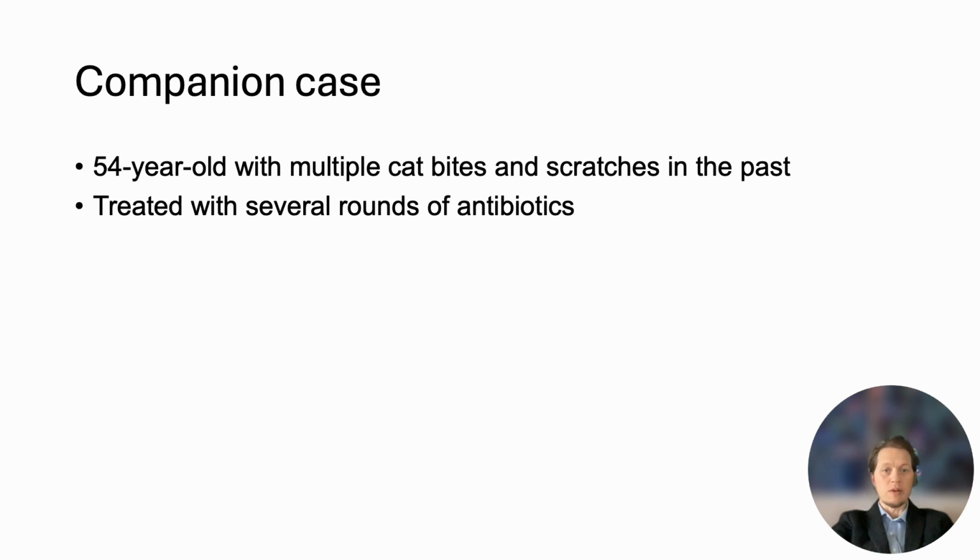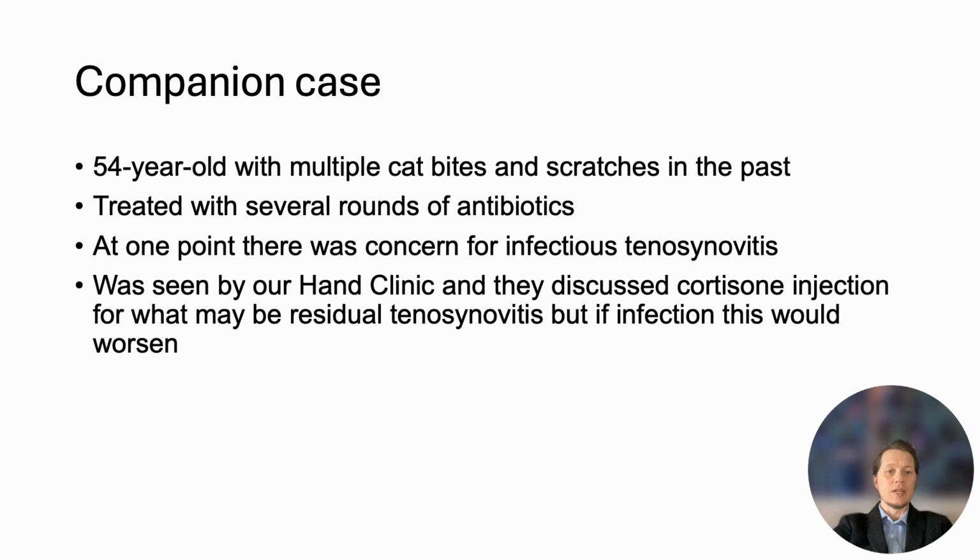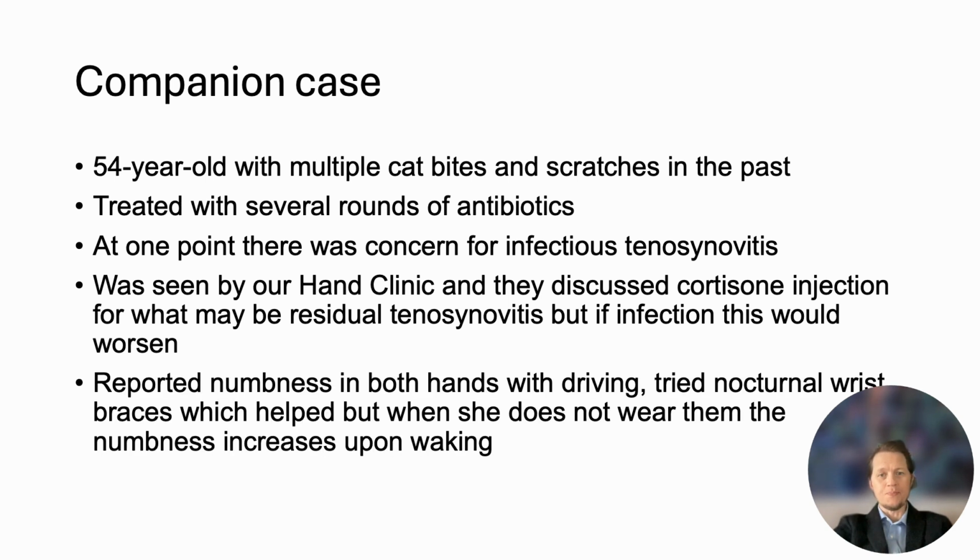The patient went through several rounds of antibiotics to clear up some infection, and at one point they said, "Uh-oh, maybe there is infectious tenosynovitis, and maybe we should look at this a little closer." They were seen by our hand clinic. They discussed cortisone injection. They were wondering, gee, if there's just residual tenosynovitis, it'll be great. But if you've got an infection, this is going to blow up. We all know if you put cortisone in an area of infection, that infection can progress out of control, and it would be quite a mess.